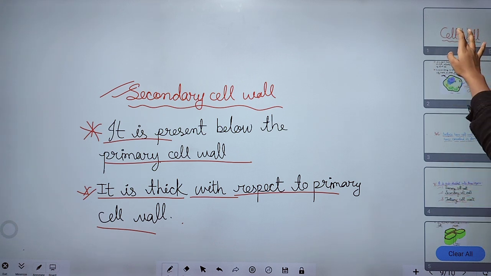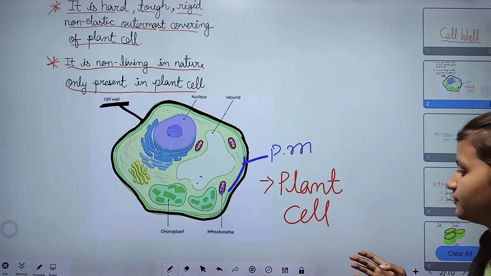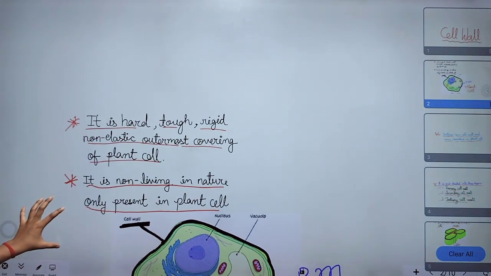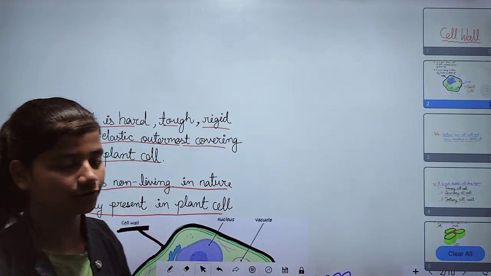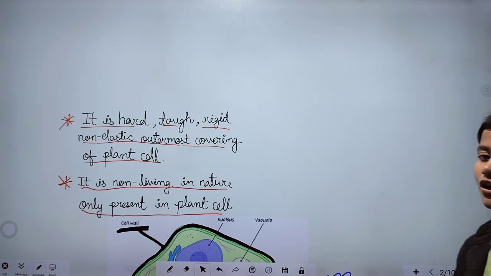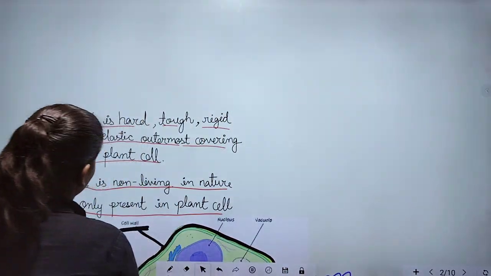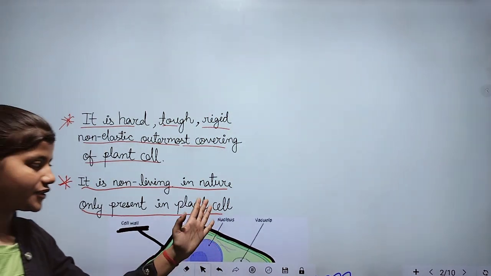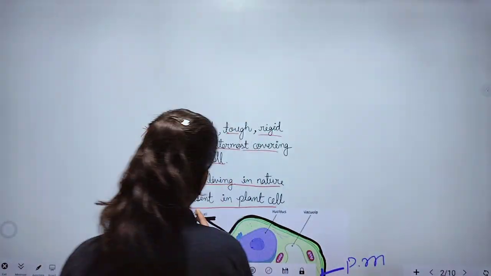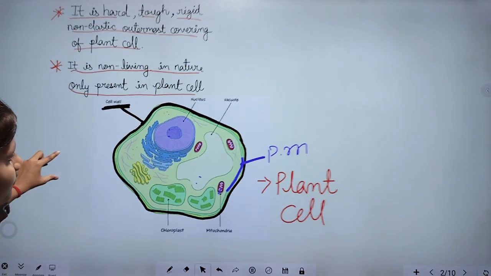In this video, we will discuss what the cell wall is, where the cell wall is present, and about its shape and size. It is hard, tough, and rigid, and non-elastic and the outermost covering of plant cell, and it is absent in animal cell. Okay. It is non-living in nature. Cell wall is non-living in nature. Okay, and it is only present in where? Plant cell.